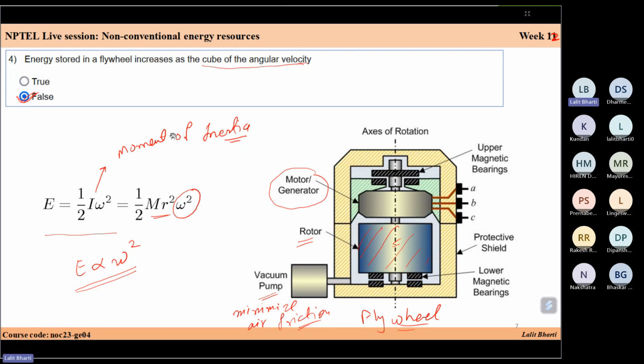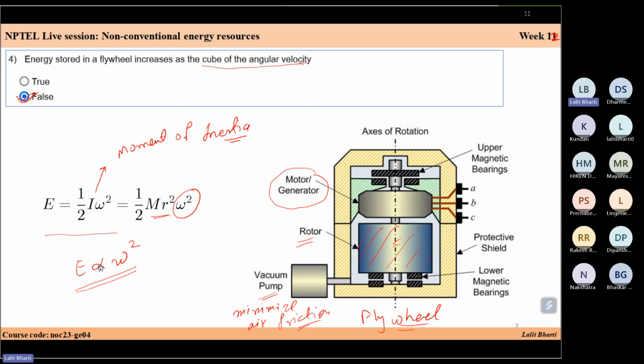So the question asks whether the energy storage is related to the cube of angular velocity. We have seen that E is proportional to the square of angular velocity, so this statement is false. Now we know that energy stored in a flywheel is proportional to the square of the angular velocity. This is a typical flywheel system. These are mechanical systems. If you compare the mechanical system with the conventional, either electrical, electrochemical or chemical, their efficiencies are low, but the amount of energy stored is quite high.